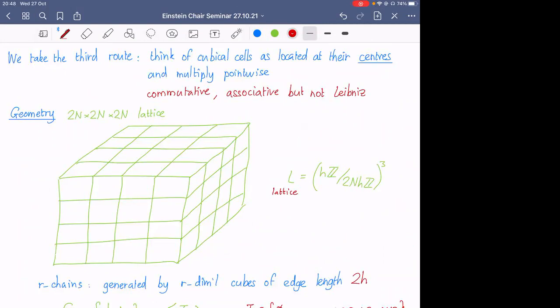So we take the third route. And the way we do that is to localize cells at their centers. So in order to do that, we have a center, which is actually part of the geometry. And so we think of cubical cells as localized at their centers, and we multiply pointwise. So then I'll write down exactly what that means in a moment, but then we'll have an obviously commutative and associative multiplication, but it won't satisfy Leibniz.